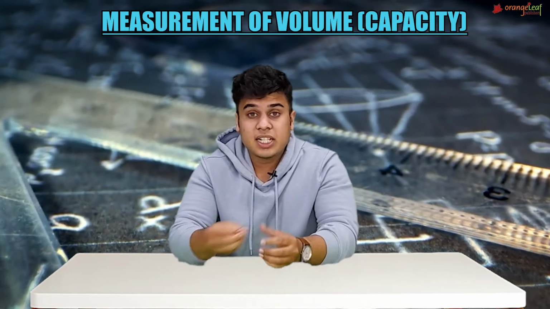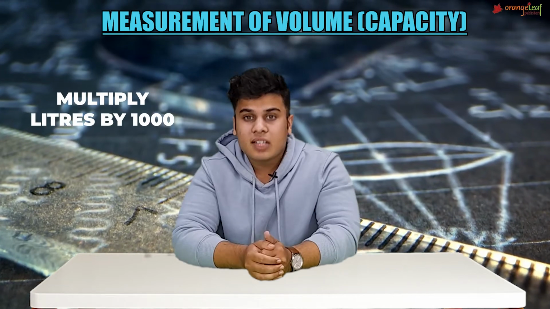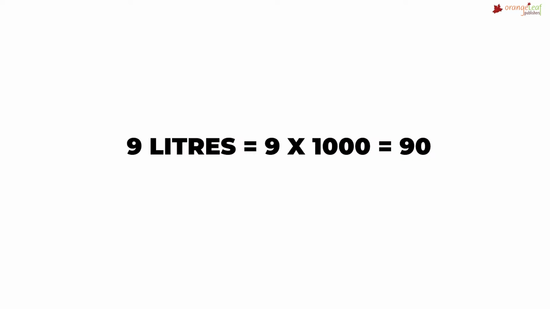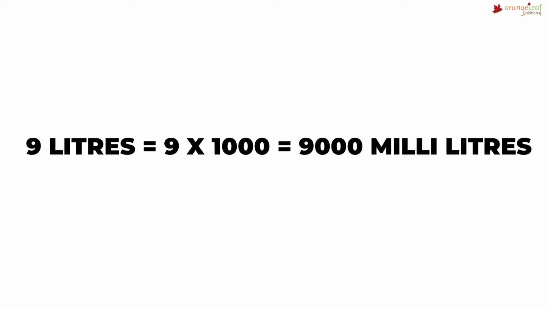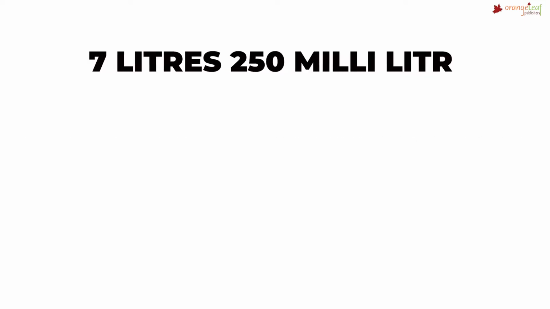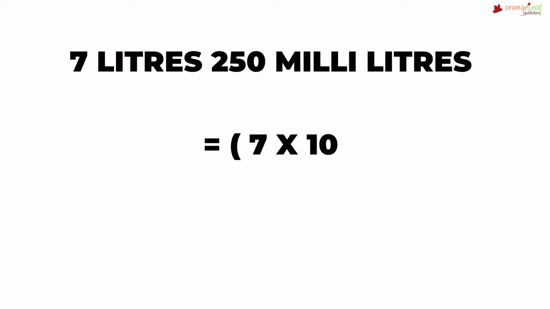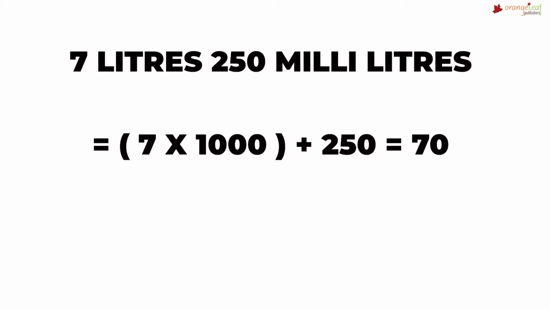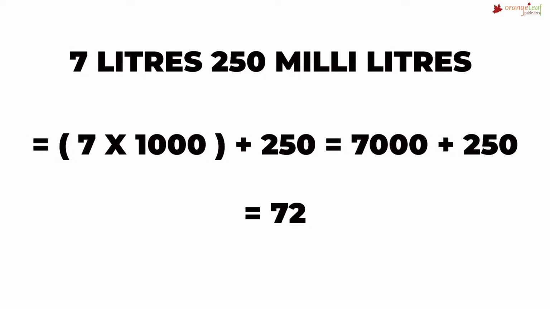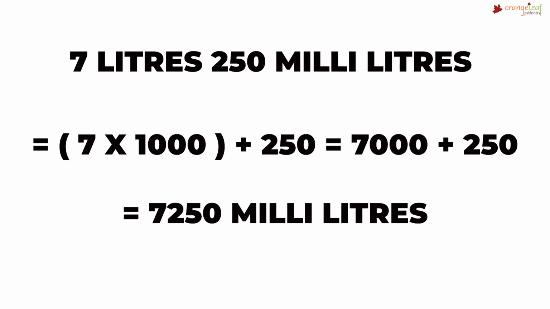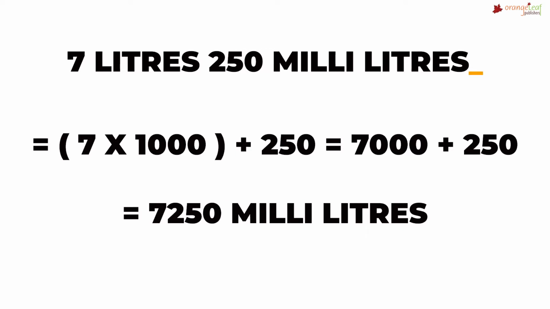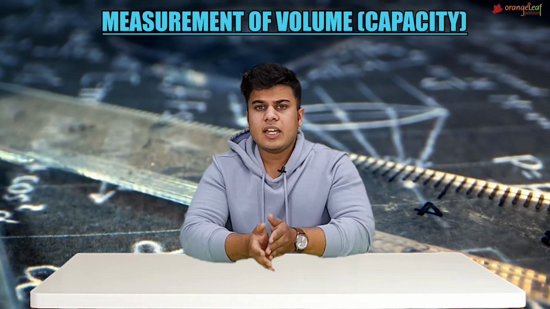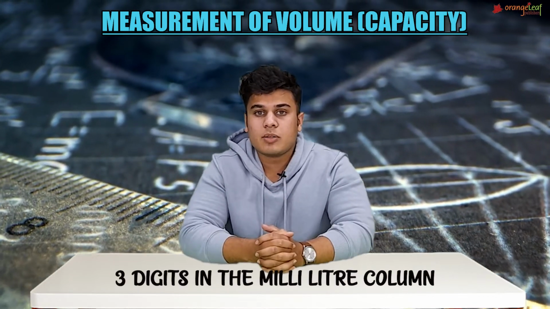To convert liters to milliliters, we multiply the liters by 1000. Have a look at these examples. 9 liters is equal to 9 into 1000, which equals 9000 milliliters. Another example is 7 liters and 250 milliliters is equal to 7 into 1000 plus 250 milliliters, which equals 7000 milliliters plus 250 milliliters, which in total equals 7250 milliliters. Now remember, to work quickly, you need 3 digits in the milliliter column to convert.